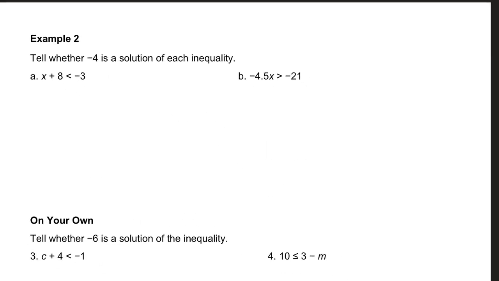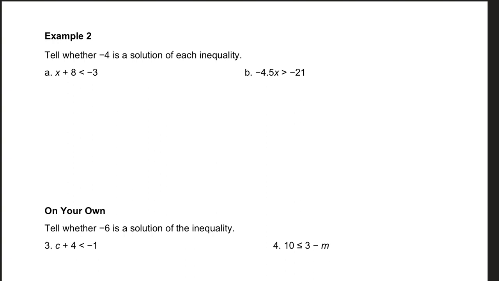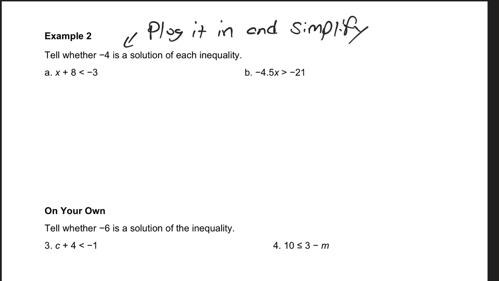All right, let's go to the next page. Example 2 here. Let me zoom in so you can actually see what's going on. Example 2 is to tell whether negative 4 is a solution of the inequality. This means to plug it in and simplify. Then you're going to check. So where am I plugging it in? I'm plugging the negative 4 anywhere that I see an x. So here's what it's going to look like.